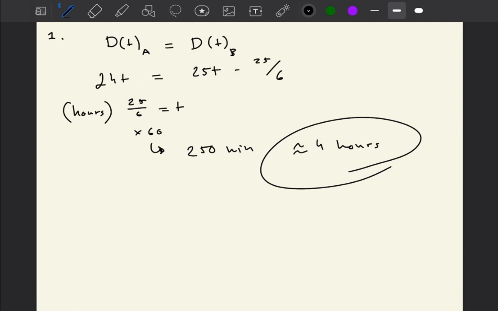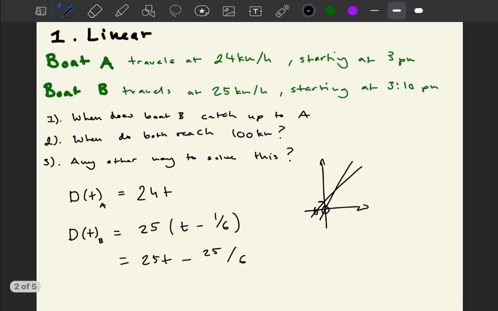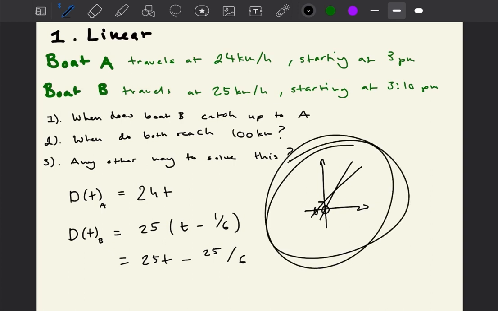Or 4 hours. Boat B overtakes boat A after 4 hours of boat A moving, which is really subjective. It depends whose clock you're using. All of the answers that I have are in terms of boat A's clock, but you could do this problem differently, like I showed over here, and then you could use boat B's clock, which would give you different answers.